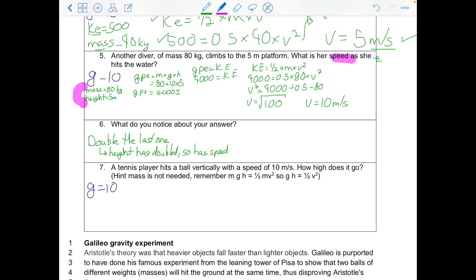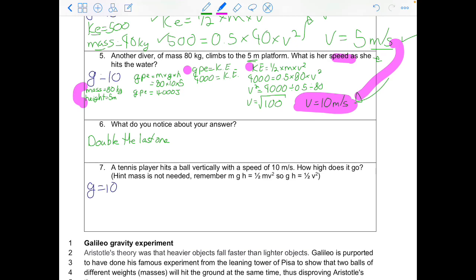So I know as she falls, all of her gravitational potential energy turns into kinetic energy. So I know those 400 joules is the same as her kinetic energy. So I can plug that now into my kinetic energy formula, and I can end up with a speed of 10 meters per second. Remember, no units, no marks. So hopefully you've noticed that the speed from the one answer to the other has doubled. Okay? The mass has doubled, the height has changed, but the speed has only doubled.